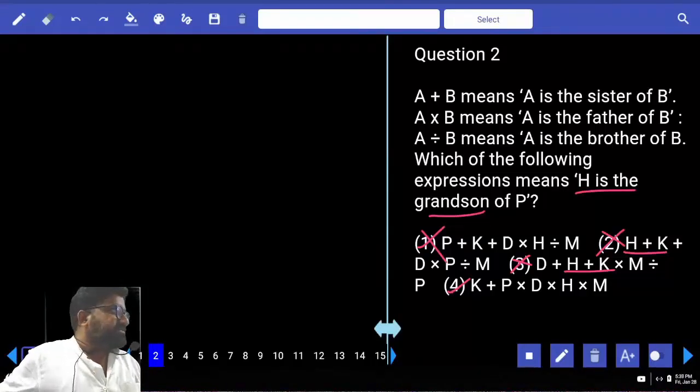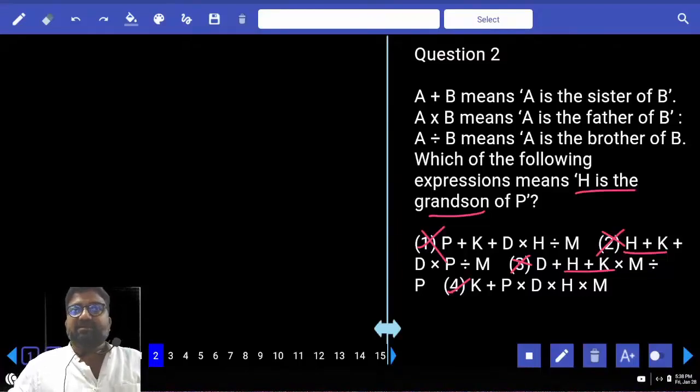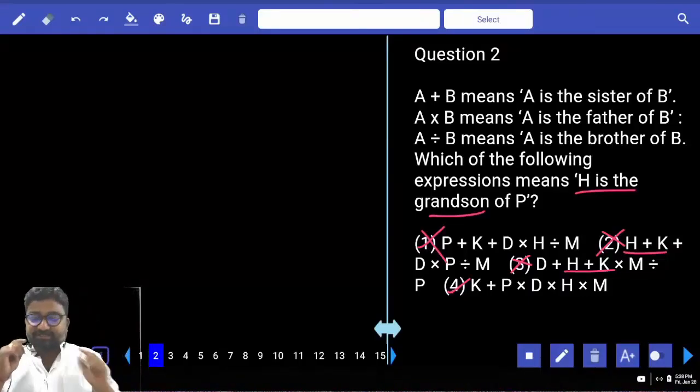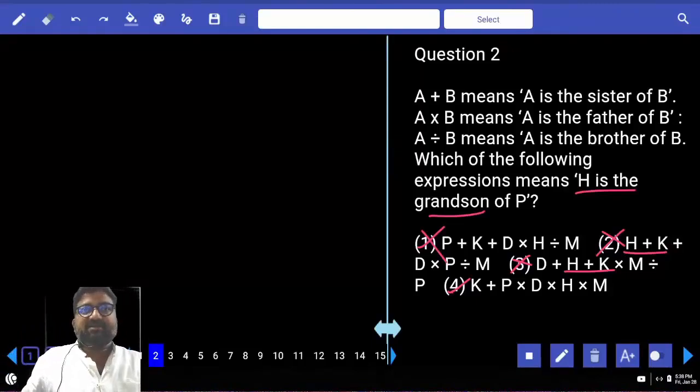This is what you should learn. This is how you should solve the questions. Whenever you see a question on blood relations which is based on these symbols, better follow the strategy that has been taught to you by me. Is this clear? Everyone?